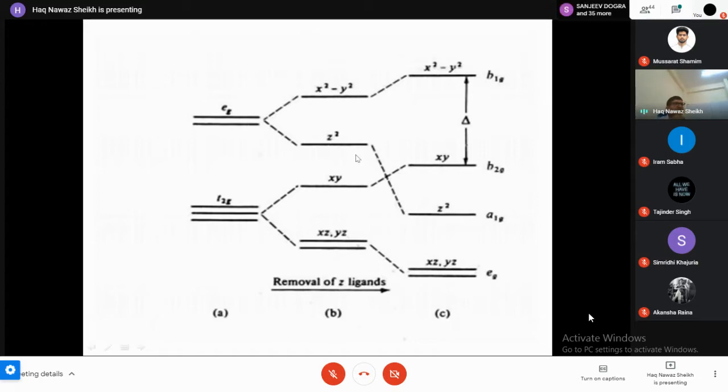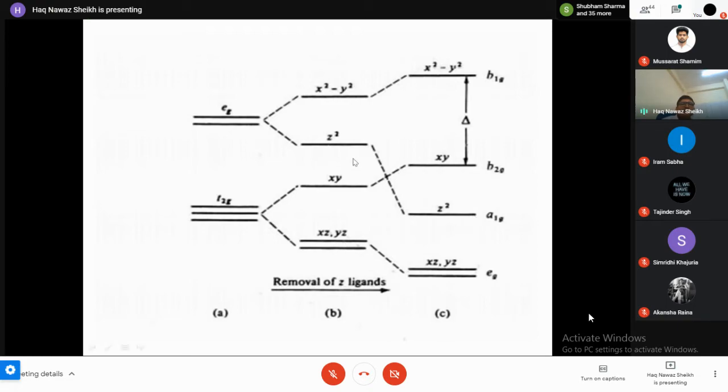Now increase the length of those trans bonds and then ultimately remove them, you are left with square planar, you are left with a 4 coordinated complex. That is represented by this portion of the diagram. This is the distorted octahedron, and this is extreme distortion when the two trans ligands have been completely removed. That's what I said in the beginning. Square planar is a special case of the extreme distortion of the octahedron complex, tetragonal distortion.